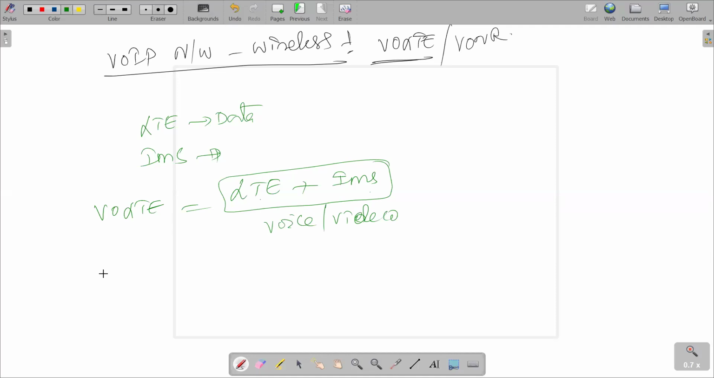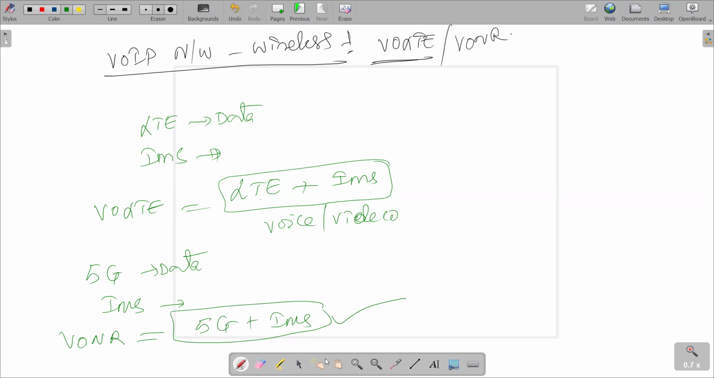Same thing here. 5G is a purely data network, right? Then IMS is added here. So we say VoNR, because NR is 5G, 5G NR we used to say. So this is 5G plus IMS, which is VoNR. Data networks, either internet or LTE or 5G, don't directly support voice calls, but once joined with the IMS network, they will support them.